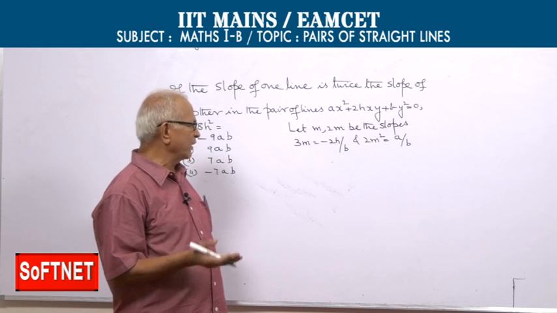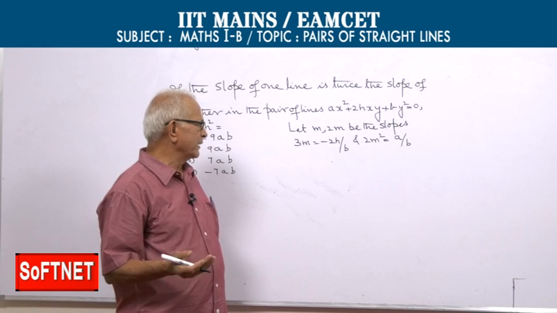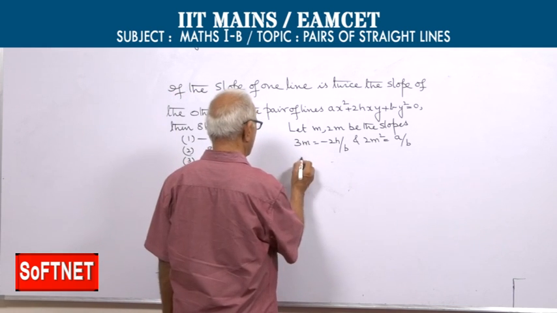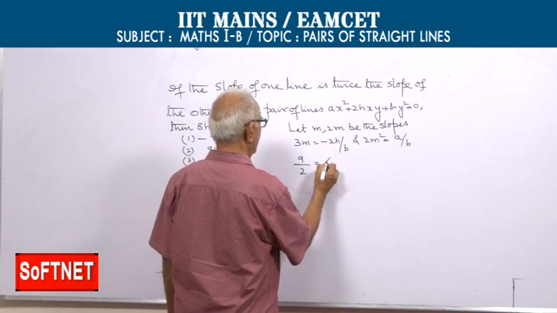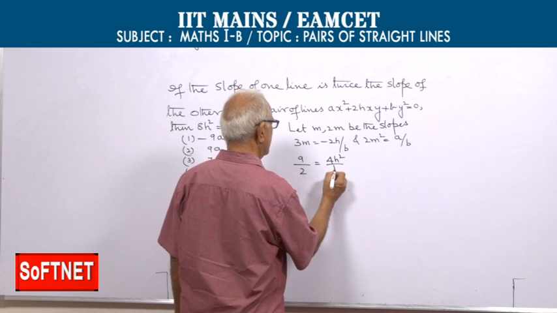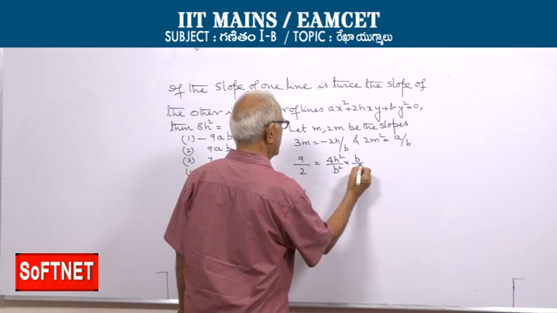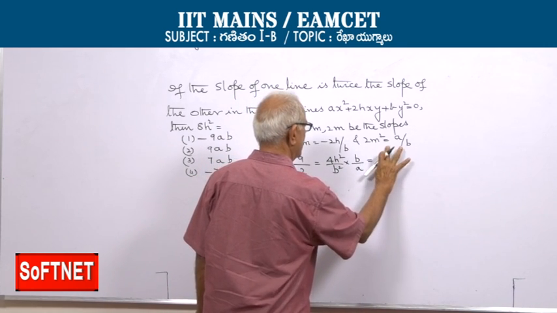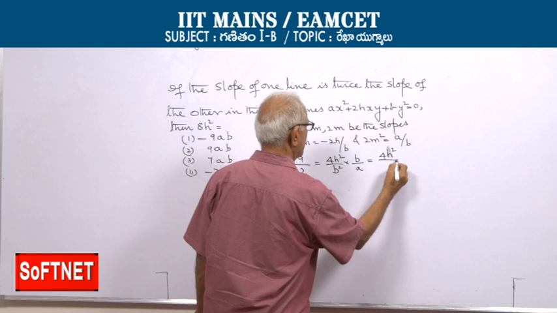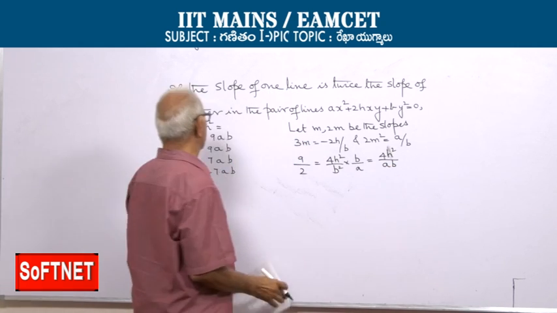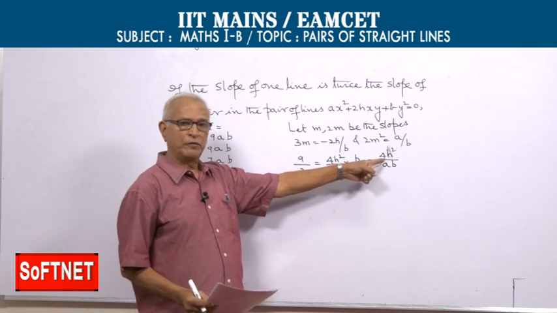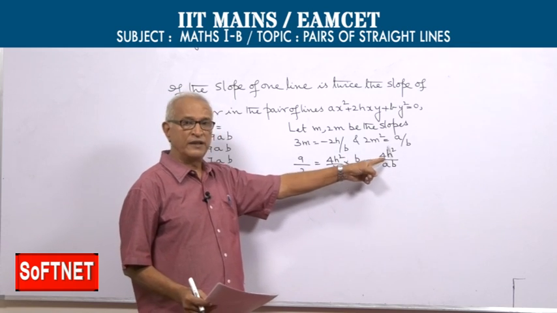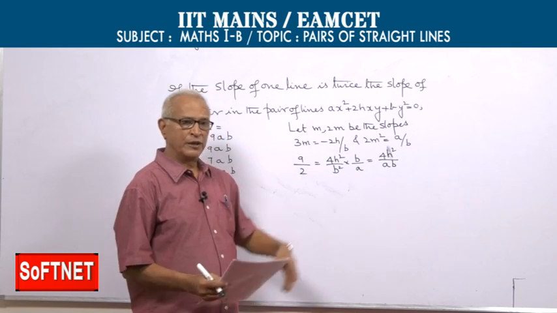Eliminate m from these two. Square the first one and then divide by the second one. So 9 by 2 equals 4h square by b square into b by a, or 4h square by ab. So he is asking what is 8h square. So when you cross multiply, 2 into 4h square is 8h square equal to 9 times ab, which is the option 2.